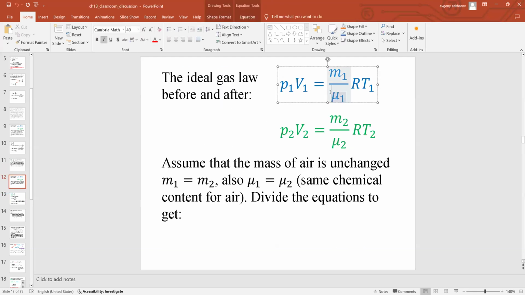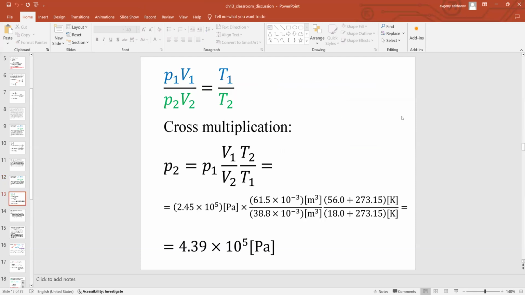And once again, the key is the ideal gas law. Before and after something happened, just see what's changing and see what's kept constant. And if it's constant, you just cancel it and you get the way you solve algebra, most likely cross multiplication. But if you have some other ideas, okay, go ahead. It's really up to you on what you're going to do here.